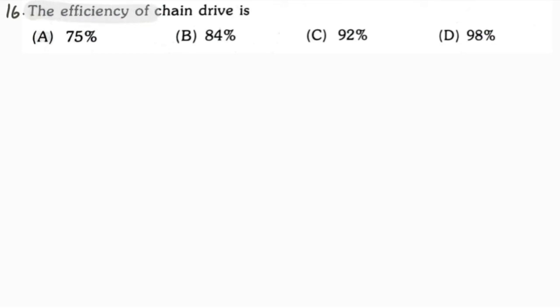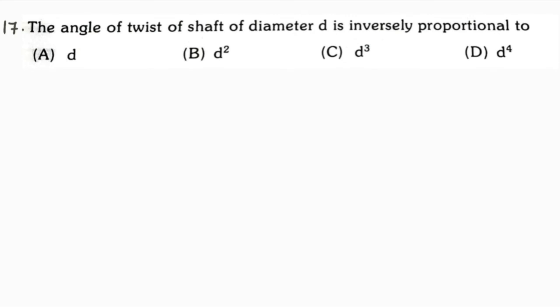The efficiency of chain drive is, since the slip is absent in the chain drive, maximum efficiency can be maintained, that is around 98%. You remember this value? The chain drives can maintain the efficiency around 98%. Therefore, option D is absolutely correct. Let us take another problem. Look at the 17th problem. This problem is also very, very important.